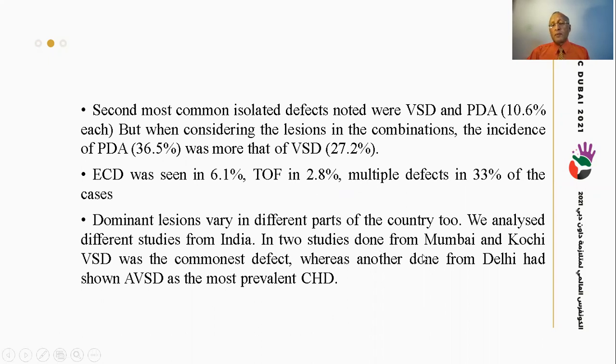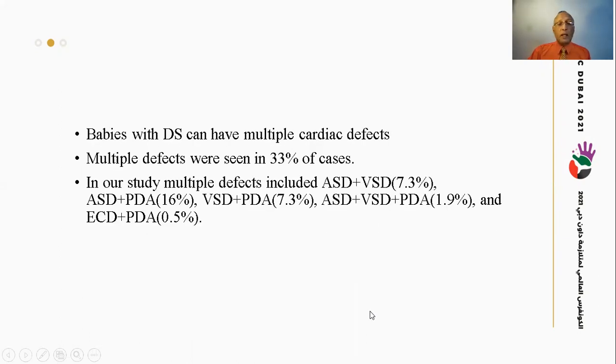Dominant lesions vary in different parts of the country too. We analyzed different studies from India. In 2 studies done from Mumbai and Cochin, VSD was the commonest defect, whereas another study from Delhi had shown AVSD as the most prevalent CHD. In our study, it was ASD. Babies with Down syndrome can have multiple cardiac defects. Multiple defects are seen in 33% of cases as mentioned above, and the commonest were ASD and VSD, ASD and PDA, VSD and PDA, ASD, VSD and PDA, and ECD with PDA in that order.